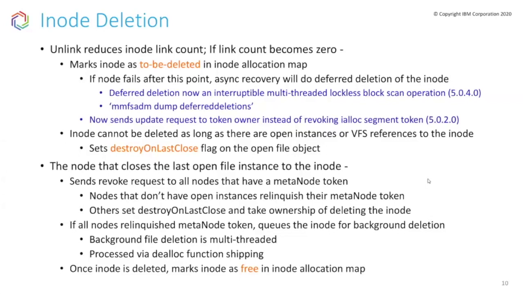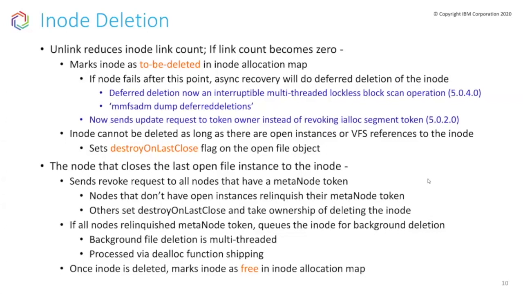from the directory tree. So if you use the mmfsadm dump deferred deletions command, you can get an estimate of how many such inodes exist. All it does is look in the Inode Allocation Map for to-be-deleted bits and just adds them up and reports it to you.